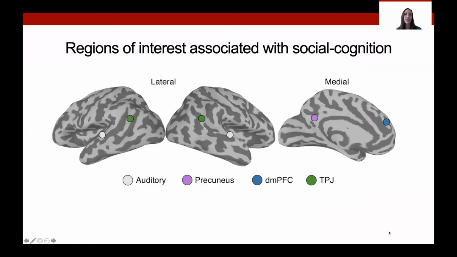To look at changes in long timescale processing associated with social cognition, we focused on regions of interest identified in that meta-analysis of theory of mind processing that I showed you previously. These included regions of the precuneus, DMPFC, and TPJ. And then we had an auditory region, which was really a control region that we didn't expect to be associated with long timescale processing.